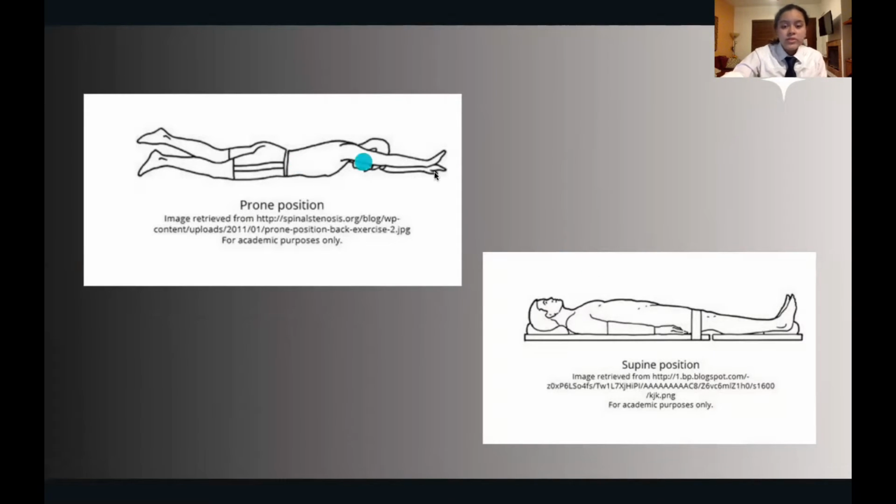Then, here we have other body positions. We have the prone and the supine. We can identify supine because it is facing upwards, and prone is when the body is on the stomach.